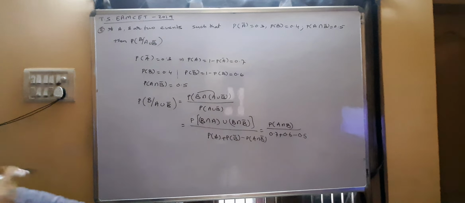Substitute in this case 0.2 by 0.7 plus 0.6 minus 0.5, that is 0.8. So 2 by 8, that equals 1 by 4. Multiply and divide by 10, we get 2 by 8. 2 by 8 means 1 by 4.